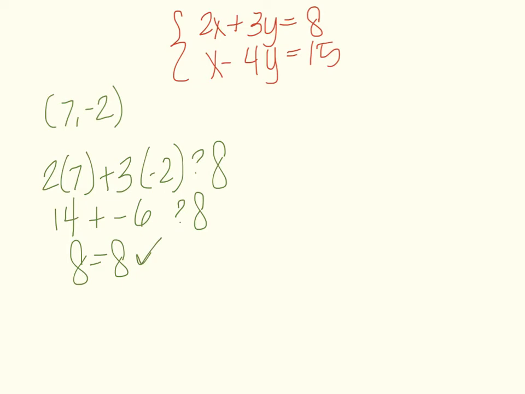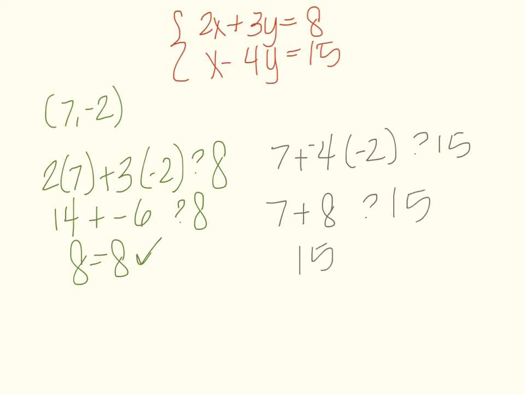Now I'm going to try the second one. So I'm going to do 7 minus 4 times negative 2. Does that equal 15? And if I had done SAIL, I get 7 plus 8. Does that equal 15? And 15 equals 15, which checks out. So this means yes, it's a solution.